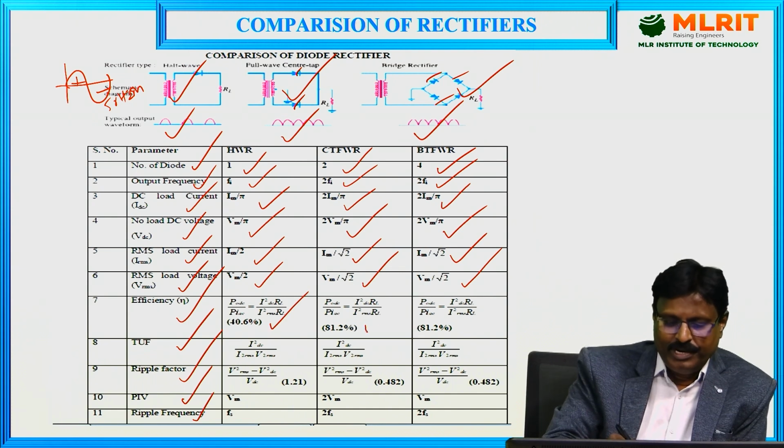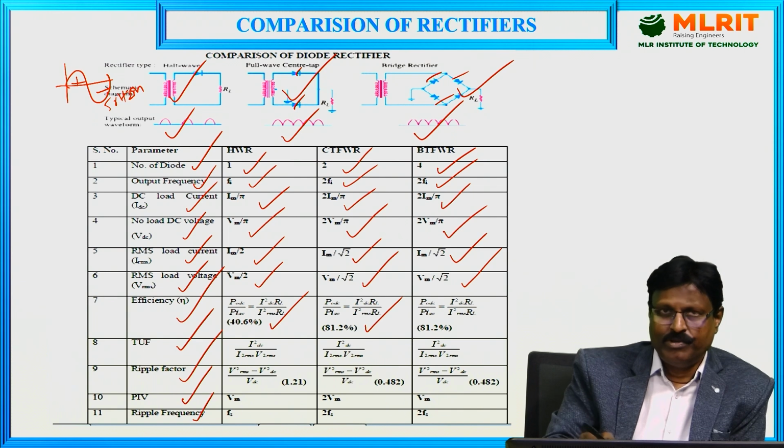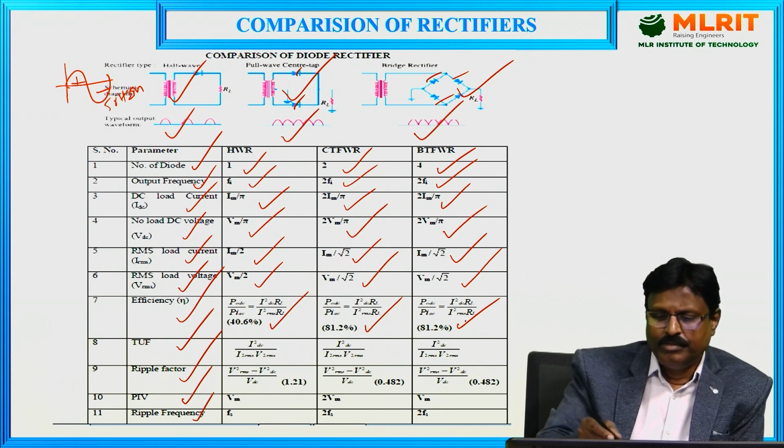If you calculate the rectification efficiency of the full wave rectifier, that is the center tapped full wave rectifier, the value will be equal to 81.2%. If we talk in terms of percentage, the value will be 81.2%. And the next one is the bridge rectifier. The same value is valid here.